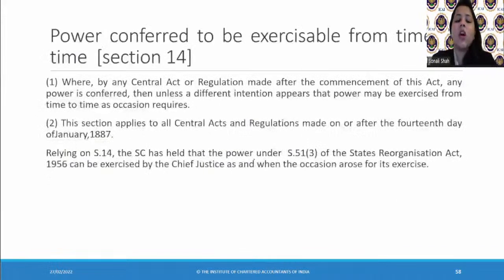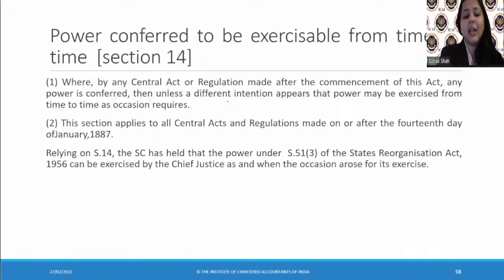Next section that we talk about is the powers and functionaries. So first is section 14, which says power conferred to be exercisable from time to time. This section says that whenever a power has been conferred on a person, he can exercise it from time to time. Every time before exercising that power, he does not need a permission. Once the power has been granted, he can exercise it as and when the need arises.